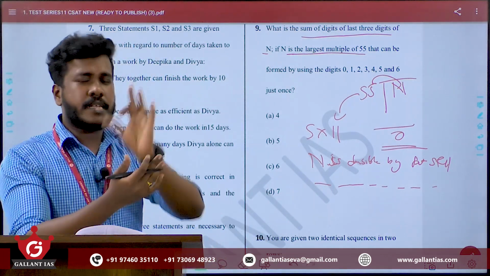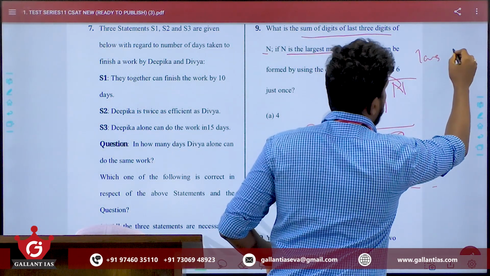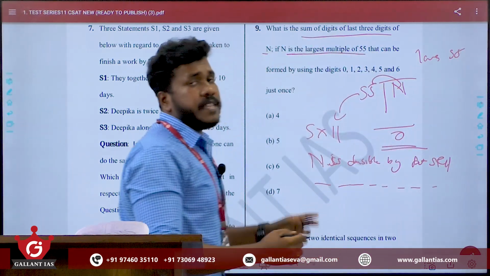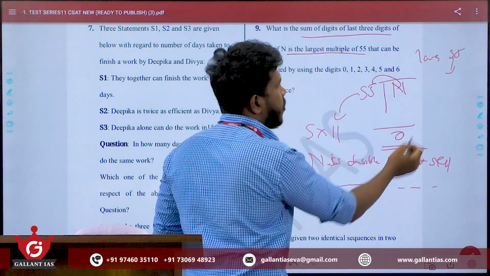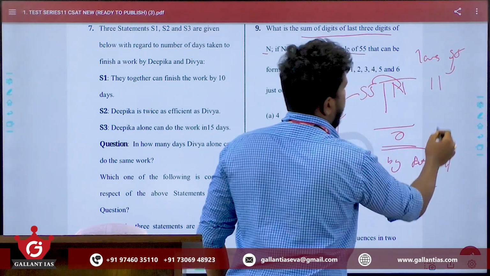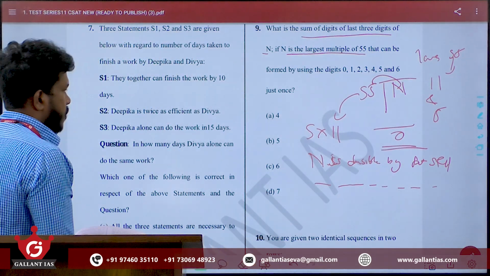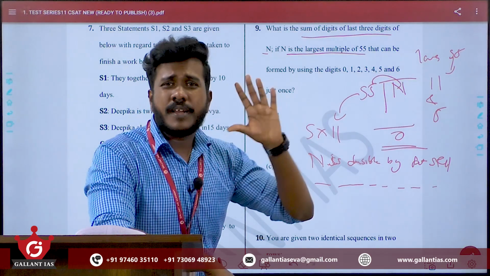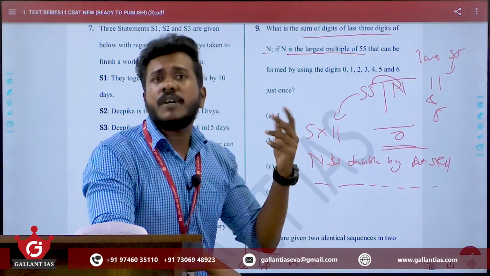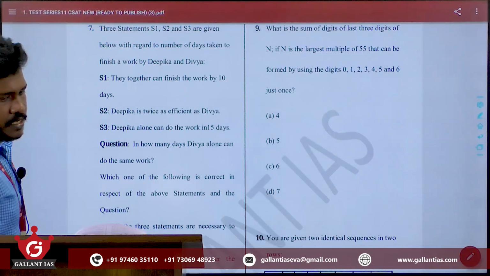So you need to check 3 conditions, right? The number should be the largest multiple of 55, and it should be divisible by both 11 and 5. So how to solve this question? Actually the solving method is very easy, but it is a little bit time consuming. So let us check how we can solve this question.